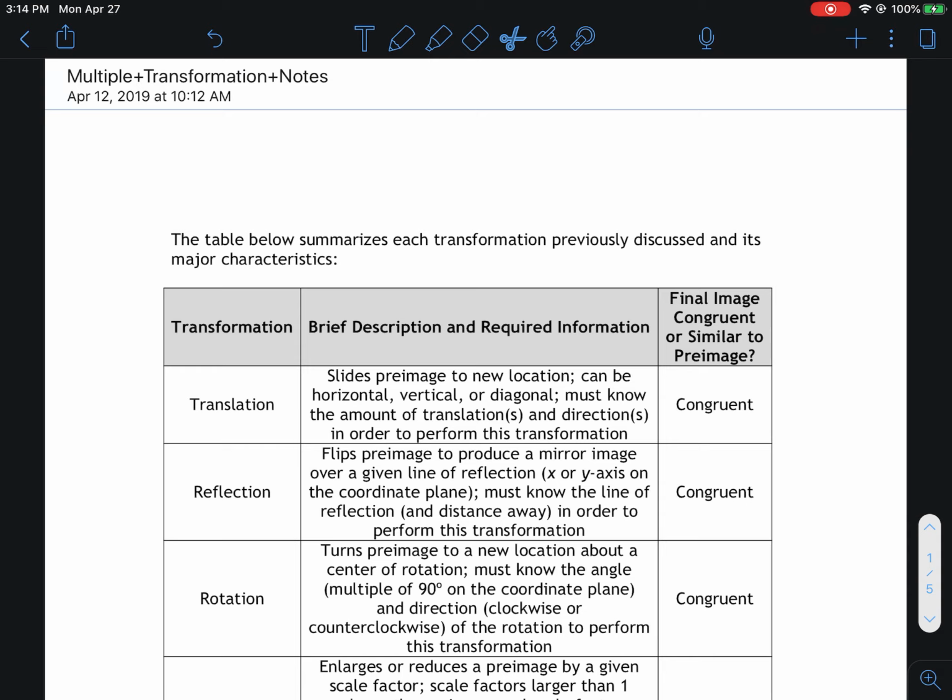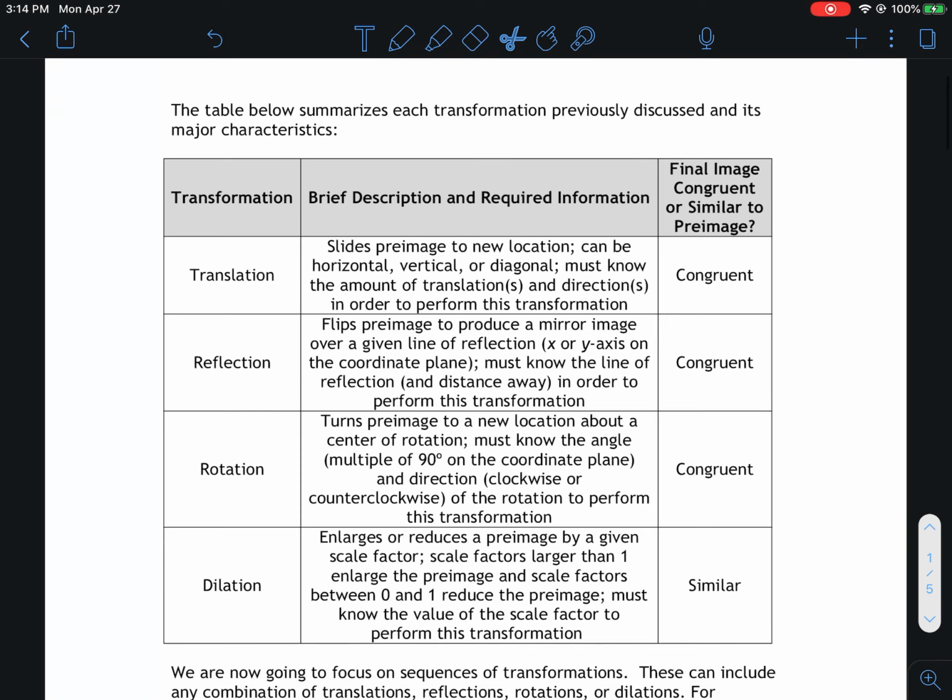All right, today we're going to look at multiple transformations. So we learned about translations, which are usually the slides. Those can be horizontal, vertical, or diagonal. Then we have the reflection, which is the flip over the x or the y axis. And then we have a rotation, and typically we do clockwise or counterclockwise. Remember 90-degree increments, so 90, 180, 270, and then 360 degrees. Dilation is either enlarging a figure or shrinking the figure itself.